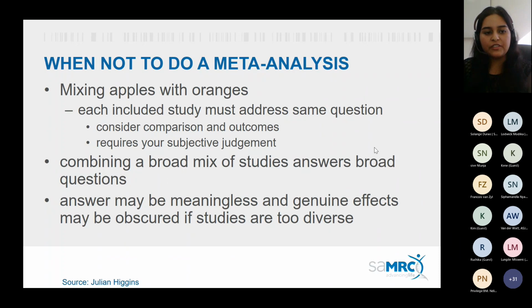So we saw the situations in which doing a meta-analysis is not advised. The first is where we are mixing apples with oranges. That is when the studies are too different to be combined, and it would not make sense if we combine their results. So before we combine them, we need to make sure that they're comparing the same interventions and that they're measuring the same outcomes. And you'll need to use your judgment to decide when this is the case. In some cases, it might make sense to combine a broad range of studies. On the other hand, the answer may be meaningless and genuine effects may be obscured if the studies are too diverse.